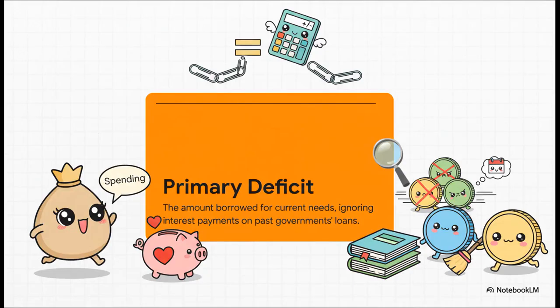All right, now for our last type of deficit, and this one's actually pretty clever. The primary deficit tells us a lot about the spending habits of the government that's in charge right now. It answers a simple question. If we totally ignore the interest we have to pay on old loans from the past, how much are we borrowing for today's new expenses?